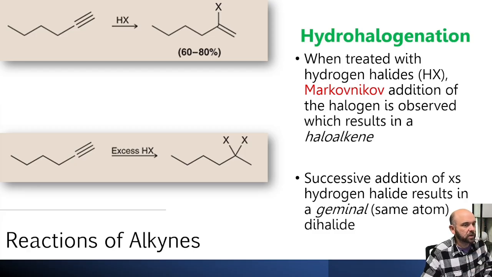The next reaction we come to is hydrohalogenation. So when we treat alkynes with HX, HCl or HBr or HI, we add Cl or Br or I to one of the carbons in the triple bond, and we do so in a Markovnikov fashion, meaning it adds to the more highly substituted end of the triple bond. If we use enough of the HCl or the HBr or HI, then two halogens are added to that carbon, completely eliminating any of the pi bonds, and both of those end up on that same carbon, so it results in a geminal dihalide.